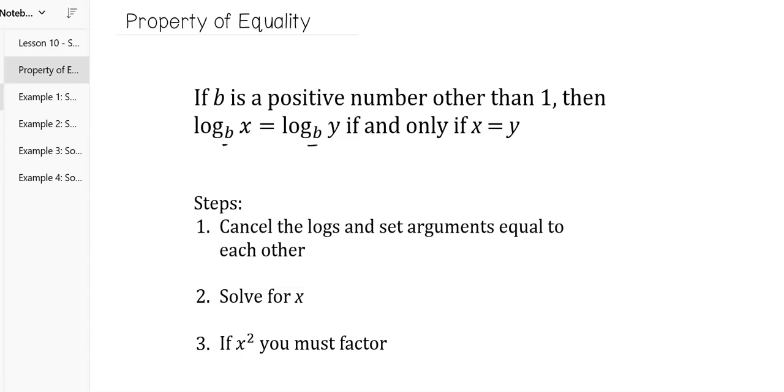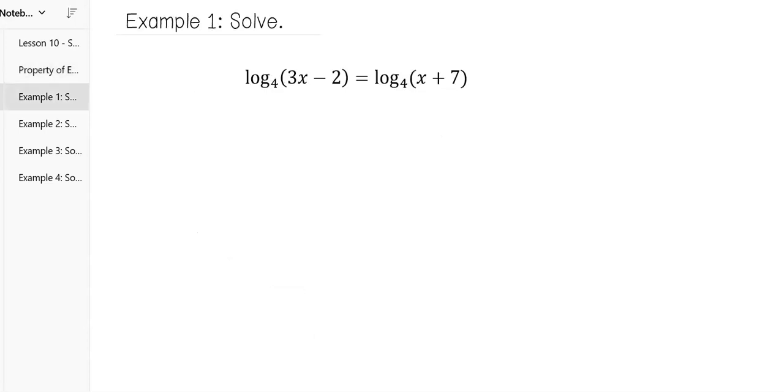However, step 3 here says if you have an x squared, you must factor. So that's pretty much just saying being able to recognize that if you have an x squared term, you are going to have to factor, more than likely being the product sum method. So let's go into an example. We've got log base 4 of 3x minus 2 equals log base 4 of x plus 7. And they want us to solve for what that value of x is.